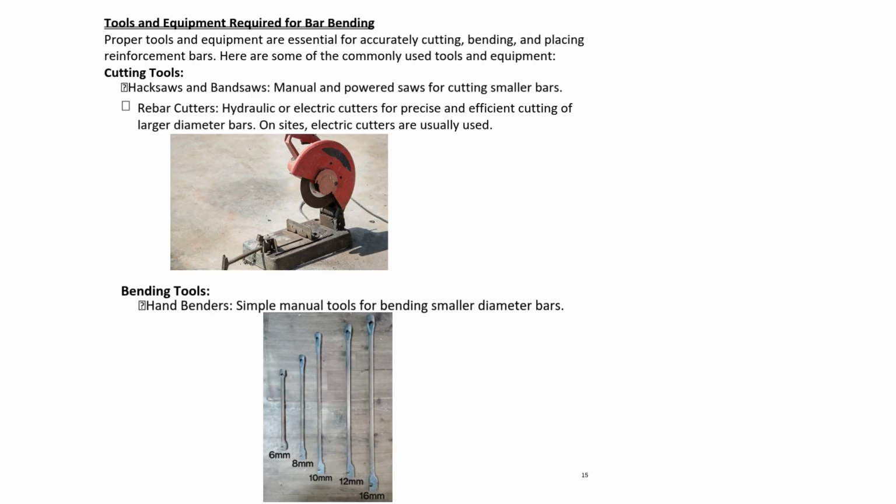Let's look at the basic tools used for cutting and bending steel bars on site. Cutting tools. Hacksaws and bandsaws are used for cutting smaller bars. For bigger bars, we use electric or hydraulic rebar cutters, fast and accurate. Bending tools. Hand benders are used for small bars. They're simple and great for quick bends on site. Using the right tool means better accuracy and safer construction.